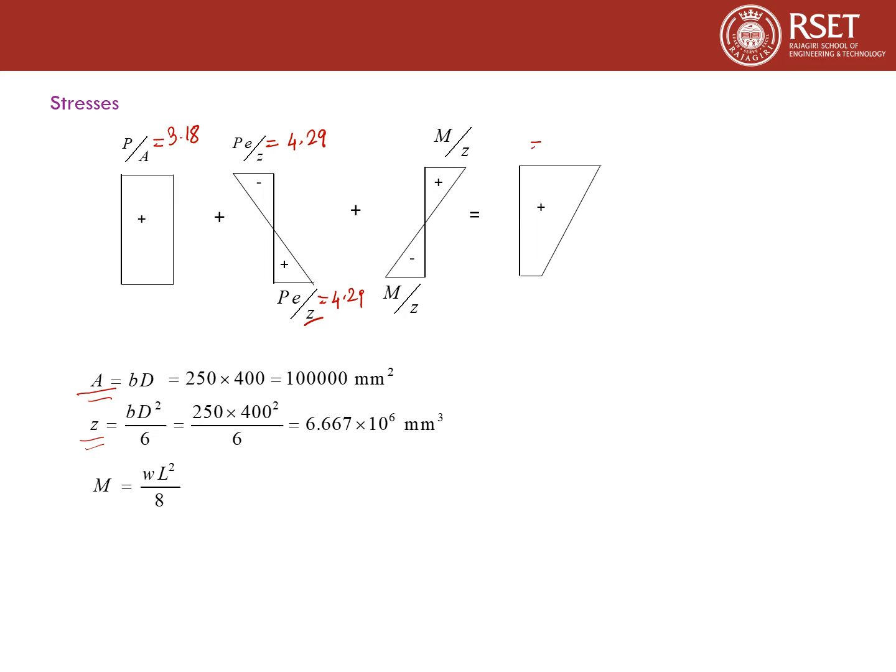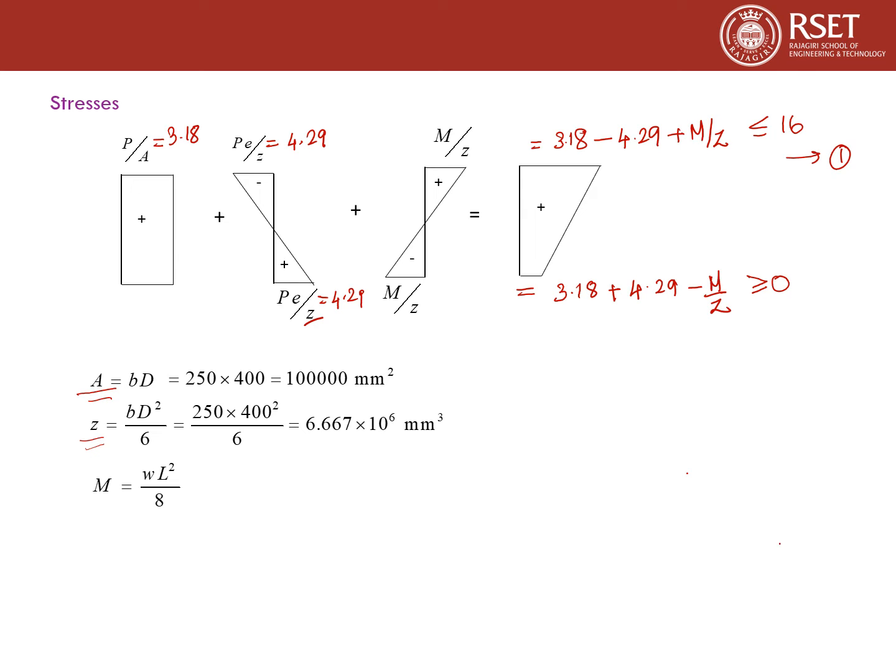So the net stress at the top will be 3.18 minus 4.29 plus M by Z, and the net stress at the bottom will be 3.18 plus 4.29 minus M by Z. Now the maximum compressive stress will be at the top at surface, so that should be less than or equal to 16 MPa, and the minimum compressive stress will be at the bottom at surface, and this value should be greater than or equal to 0 for no tension condition.